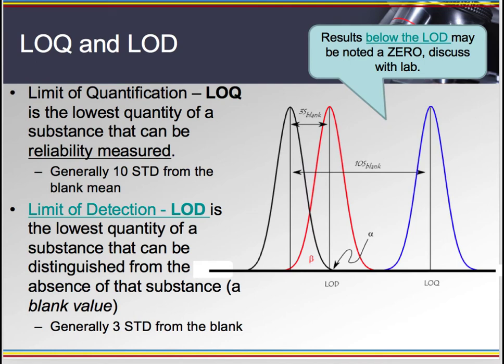So here is your definition again of the limit of quantification and the limit of detection. The limit of quantification is typically 10 standard deviations from your blank sample, and it is the lowest quantity of a substance that can be reliably measured. The limit of detection, on the other hand, is the lowest quantity of a substance that can be distinguished from your background substance. So we know it's there, but we really can't measure it accurately, and that is the limit of detection. The limit of detection is generally 3 standard deviations away from your blank.